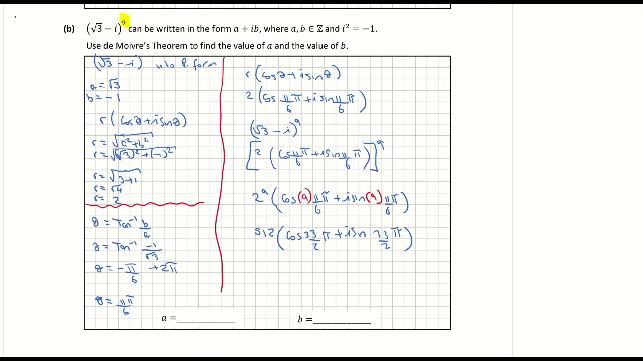Make sure your calculator now is in radians form, so I need to multiply in this 512, and that's giving me 512 by cos 33 over 2 pi is 0, and multiplying 512 by sine 33 over 2 pi is 512, because sine 33 over 2 pi is 1, and don't forget to put back in your i, and that's us finished. So a in this case would be 0, b would be 512.